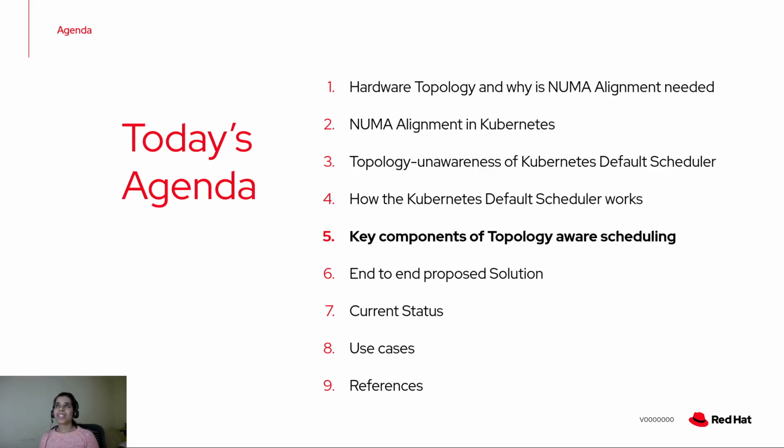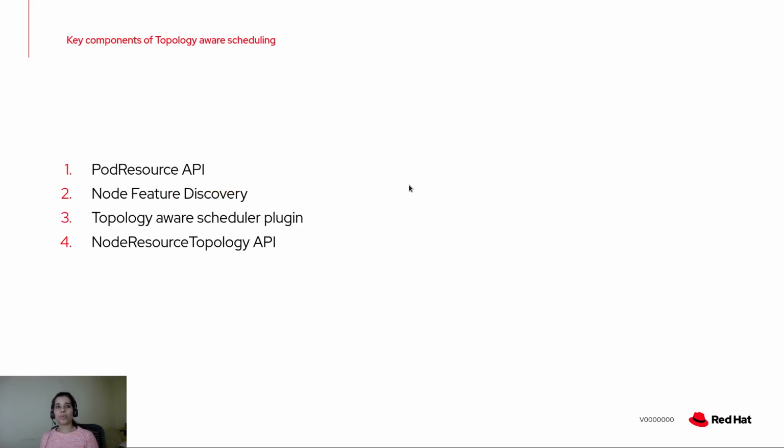One thing is that the scheduler doesn't have that visibility. So how do we expose that to the scheduler, and how do we gather that information first? Then we need changes to the scheduler itself to be able to make decisions based on the newly gathered information. The key components that we've proposed are Pod Resource API, Node Feature Discovery, Topology-aware Scheduler plugin, and Node Resource Topology API. Let me give a brief overview of each of these components, and then we can talk about how they stitch together to form a proper end-to-end working solution.